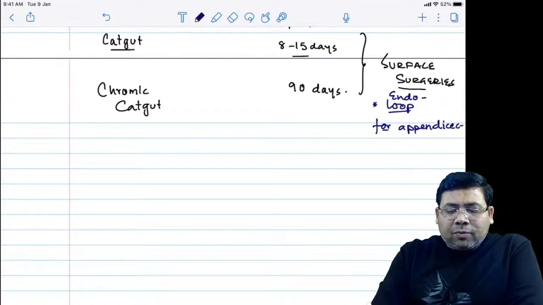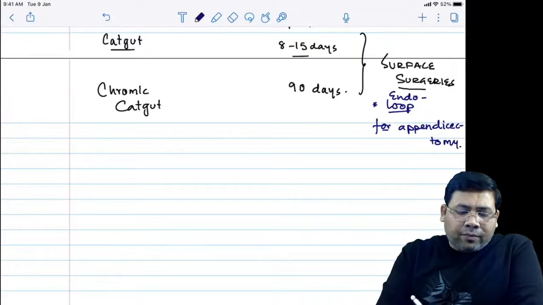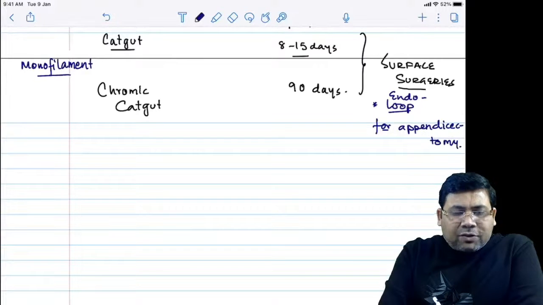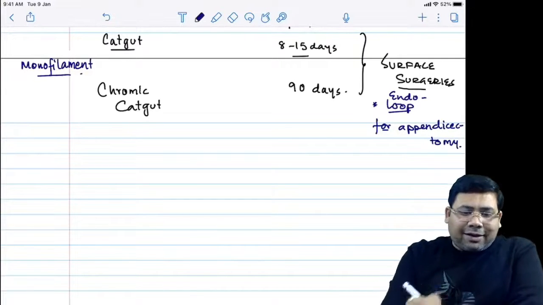We use this chromic catgut. Is that clear or no? Both these sutures are monofilament sutures, point number 1. And do you know why it is known as catgut?